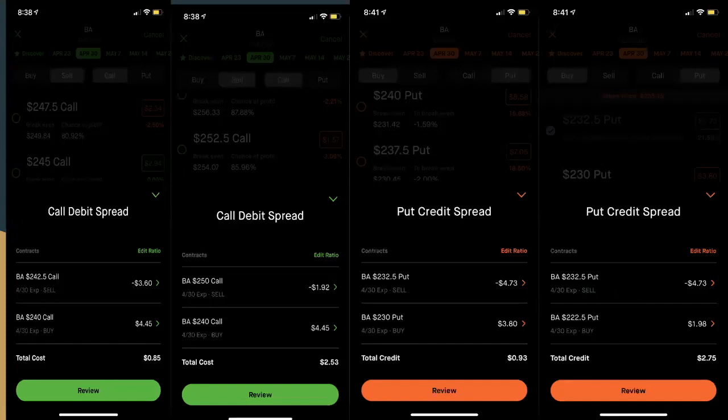But here, your cash collateral is defined by your width. So this is 10. So basically $1,000, because you're utilizing 100 shares per contract. So this is $1,000 minus $275. You'd be receiving $275 credit. What's the downside to that? You're putting up $725 worth of cash collateral. So the risk is a lot higher. Compared to this, you're receiving less.